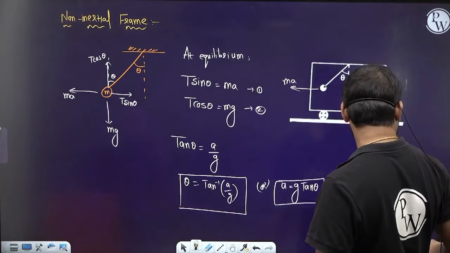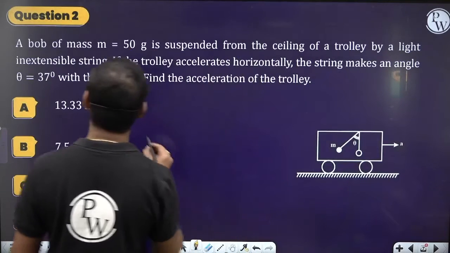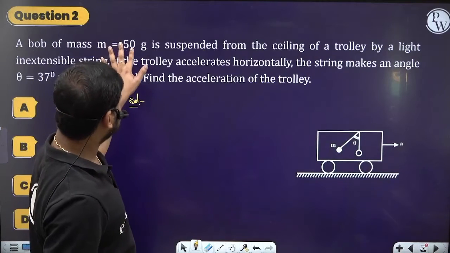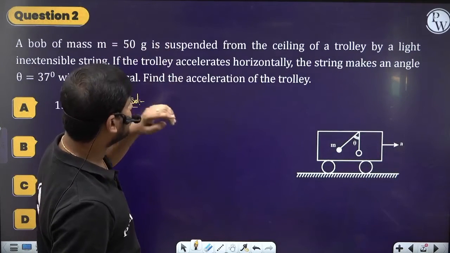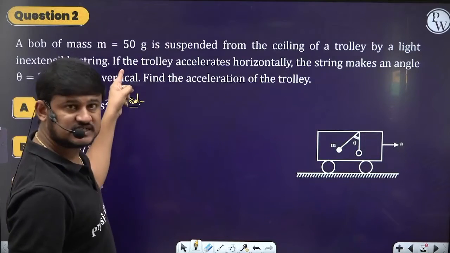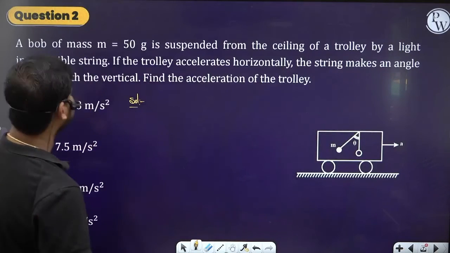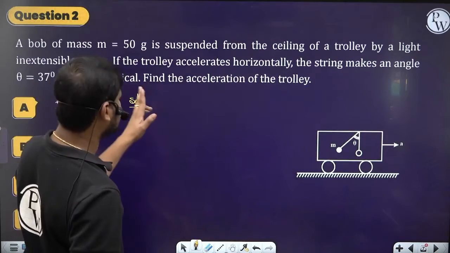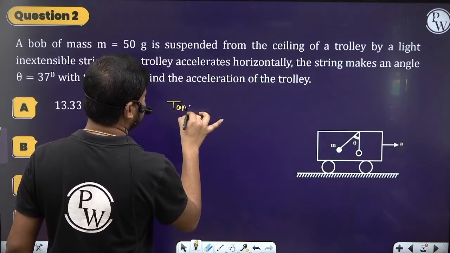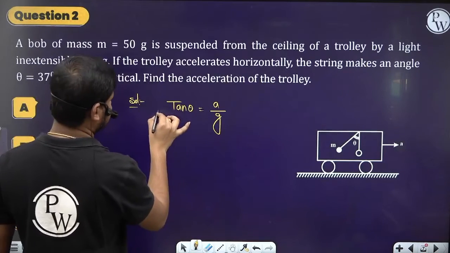Chalo, let's move further. Take the question. A bob of mass 50 grams is suspended from the ceiling of a trolley by a light inextensible string. If the trolley accelerates horizontally, the string makes an angle theta of 37 degrees with the vertical. Find the acceleration. Simply you can use tan theta is equal to a by g, a direct formula.